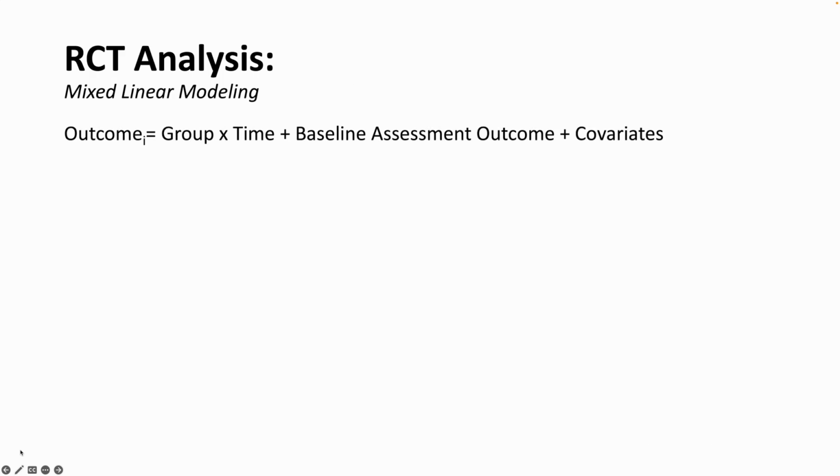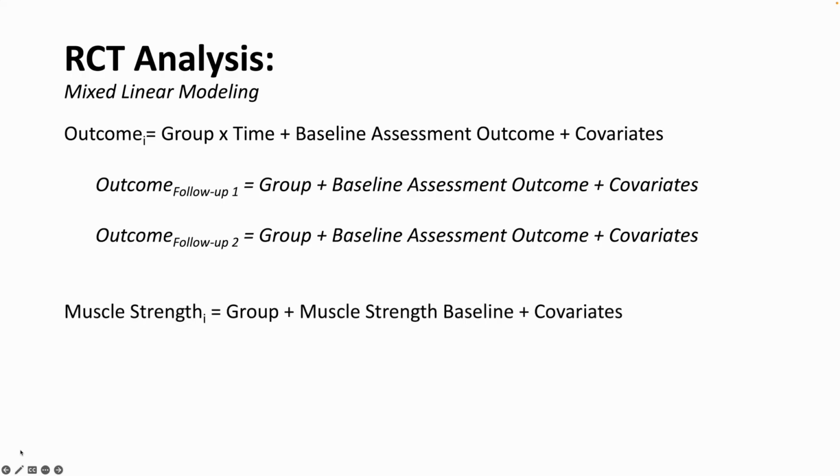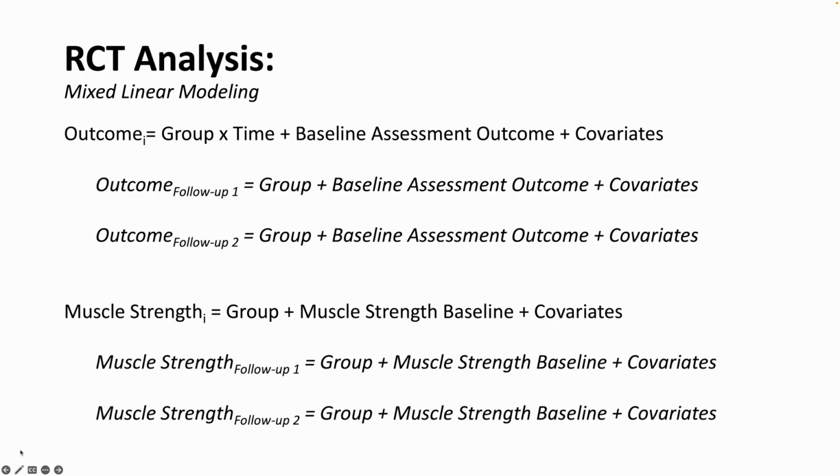Okay, so in this case, what we're doing with a linear mixed model is we have an outcome at different time points labeled i, and we're looking at a group by time effect after controlling for a baseline outcome. And thus, we're really looking at outcome at follow-up 1 and outcome at follow-up 2 between each group after controlling for our covariates. Again, in our example, if we're looking at changes in muscle strength over time, then we are looking at muscle strength at follow-up 1 and muscle strength at follow-up 2 based on group.